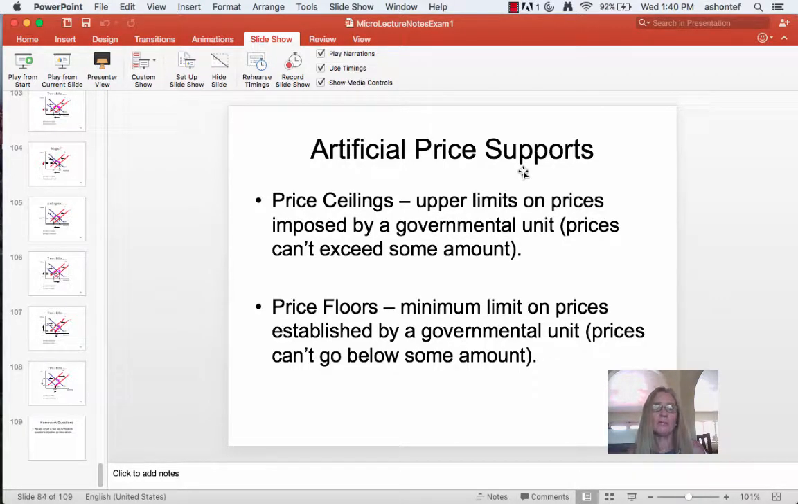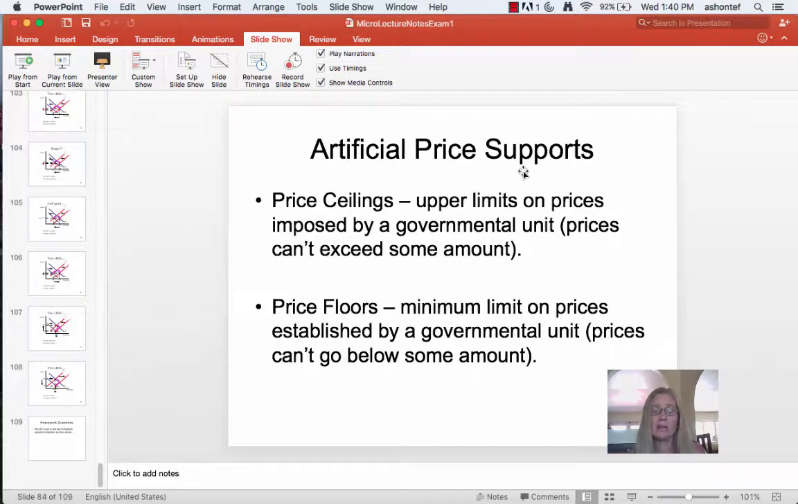Okay, so now we're going to do Chapter 6, some of the questions in Cengage. And before we do that, I just want to quickly refer back to the PowerPoints. This particular homework is looking at artificial price supports. So as a reminder, there's two kinds. There's price ceiling and price floors.